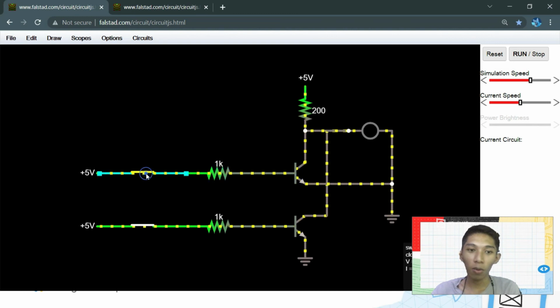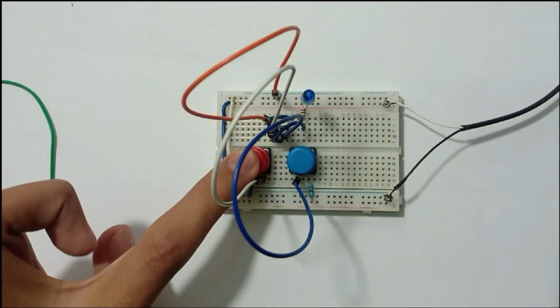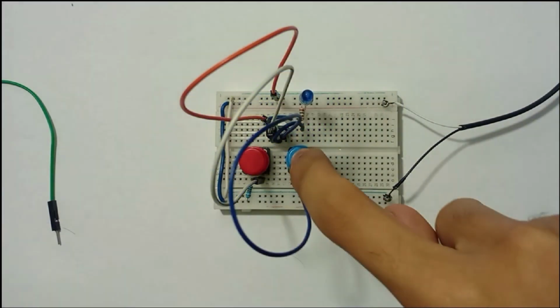So if both are off, the current will pass through the LED to the ground. So this is our power source, 5 volts, and this is the ground, the negative terminal. So this is the actual example of the NOR gate.